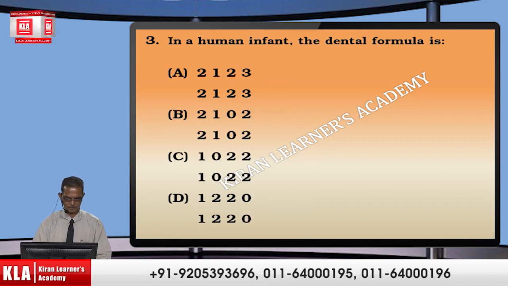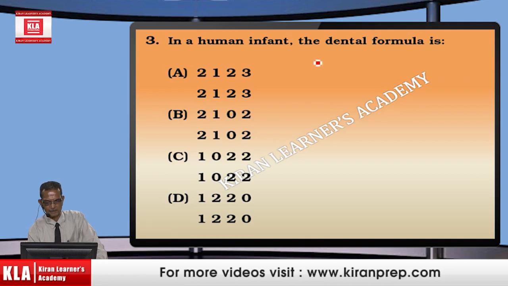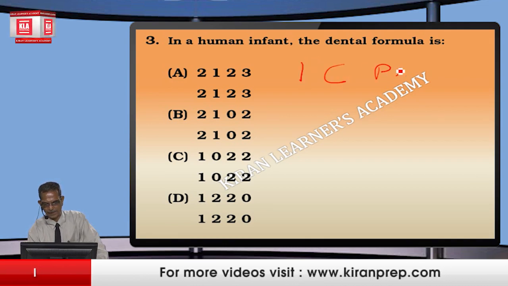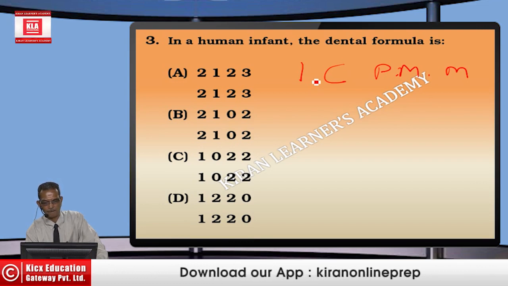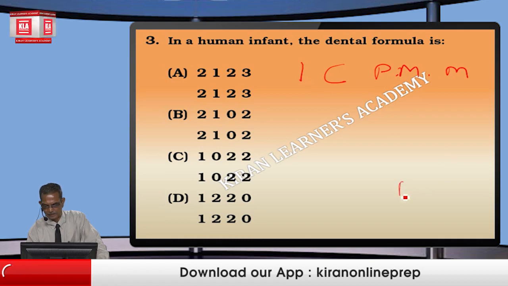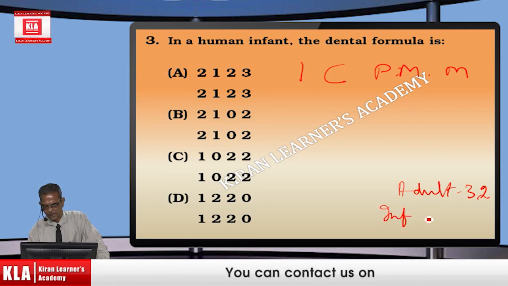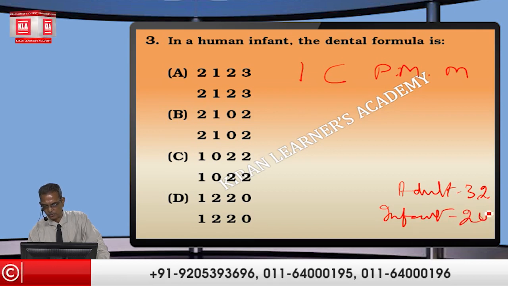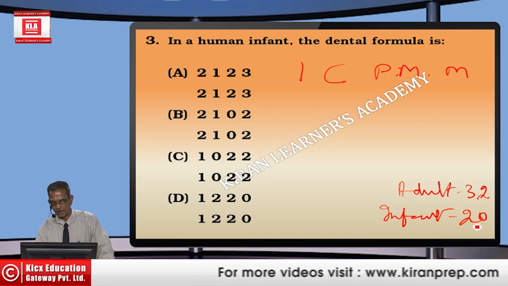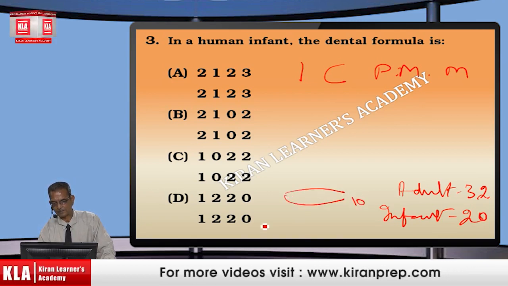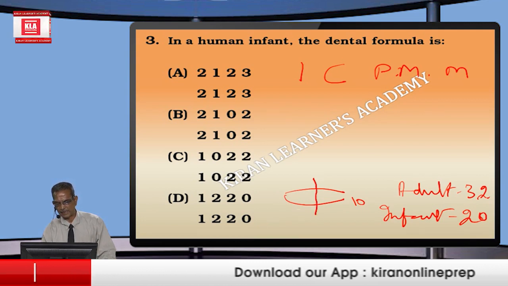Next. In a human infant, the dental formula is, again we go back: I, C, PM and M. I for incisor, C for canine, PM for premolar and M for molar. Now, in an adult, the number of teeth is 32. In an infant, at an age of about 10 years or so, the total number of teeth is 20. That means if we look at the bifurcation, it should be 10 on the upper jaw and 10 on the lower jaw. And if each jaw is divided, then each section has 5.